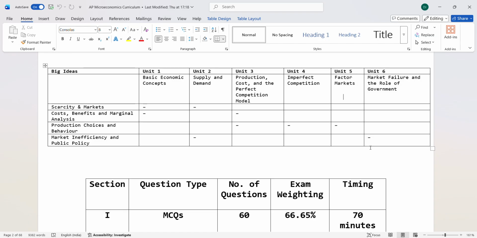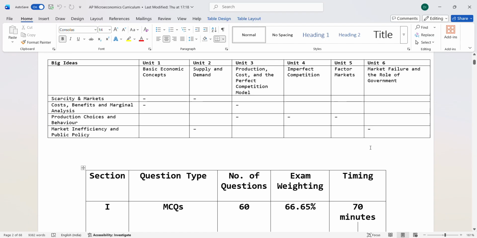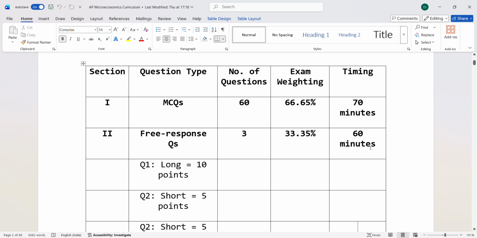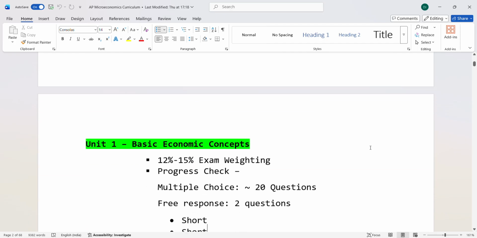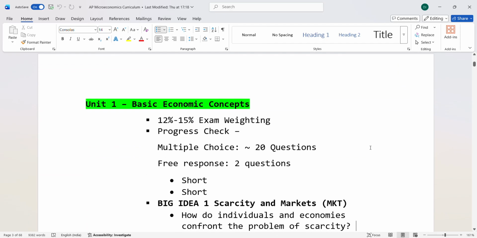And then the AP test that you will be having will be of this type. So it will have 60 MCQs and 3 free response questions, one long and 2 short. For the MCQs, 70 minutes would be given to you, and for free response, 60 minutes would be given to you. And today I'll start with Unit 1 as basic economic concepts.